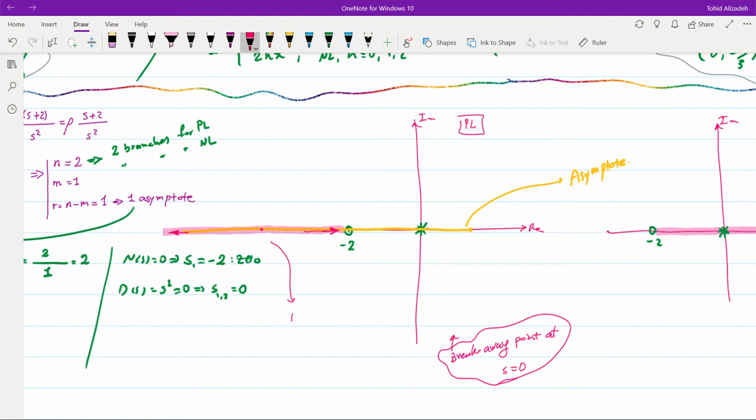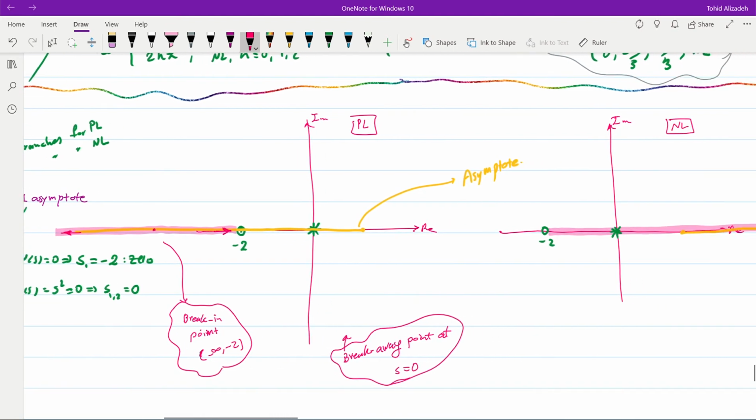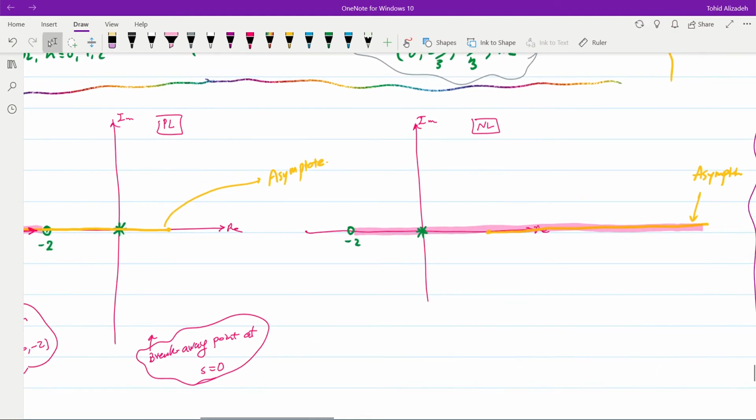So there will be some break in point between minus infinity and minus 2 that we need to determine the exact value. For the negative locus, on the other hand, we can see that the two branches that will originate from the poles at the origin, one will move towards the 0 at minus 2 in this way, and the other one will move towards plus infinity on the real axis using the asymptote. So there will be no break in or break away point for the negative locus.